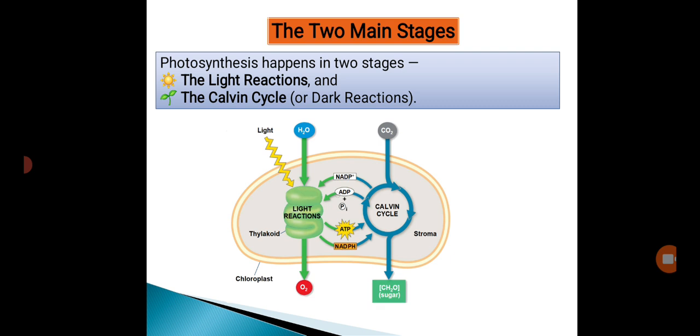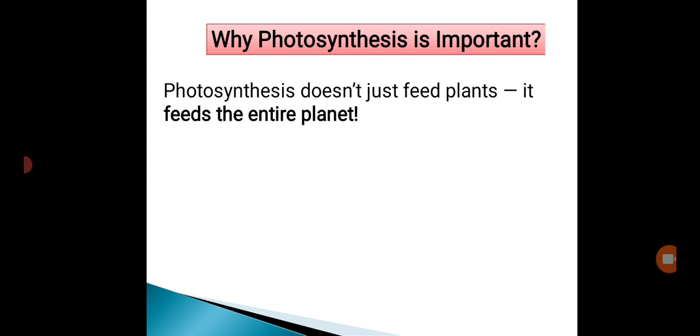So why is photosynthesis important? Photosynthesis does not just feed plants, it feeds the entire planet, right? It is the main foundation of every food chain, which provides oxygen for animals and even humans, and even helps control Earth's climatic condition by absorbing carbon dioxide, right? Photosynthesis is a vital process for life on Earth because it provides the foundation of the food chain and maintains the balance of gases in the atmosphere.